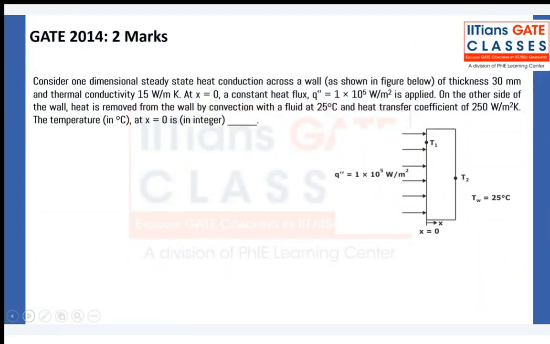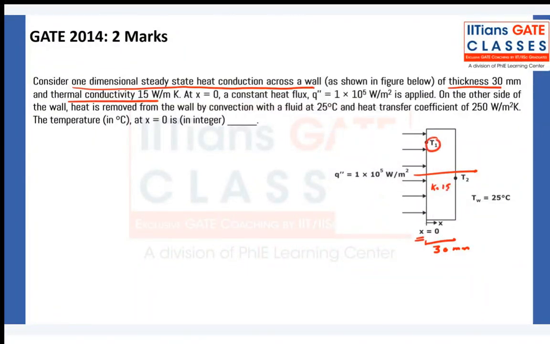Consider one dimensional steady state heat conduction across a wall. This heat conduction is happening. This much heat is going. Of thickness 30, this thickness is 30 millimeter. And thermal conductivity is 15 watt. K is equal to 15. Now at X is equal to 0, temperature is T1.